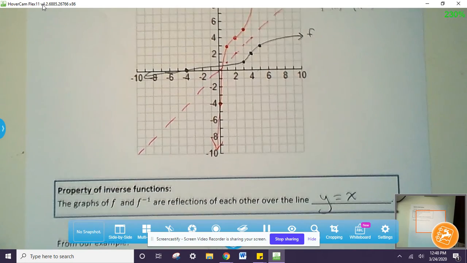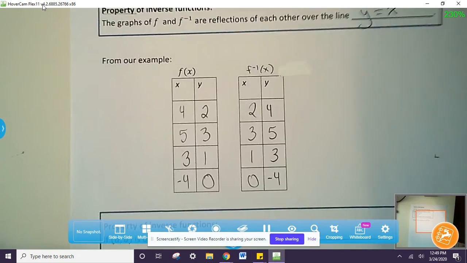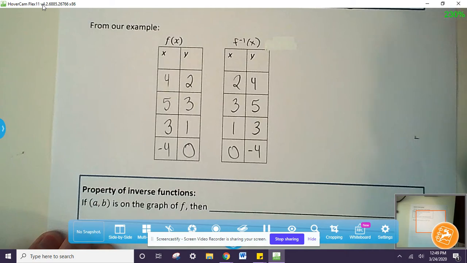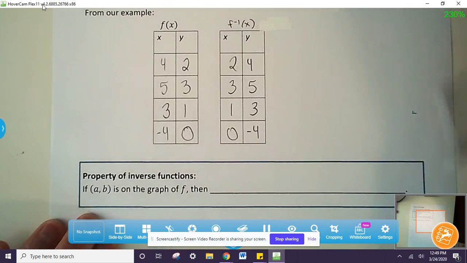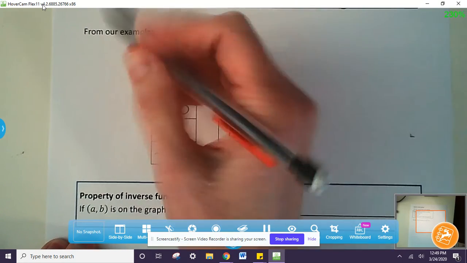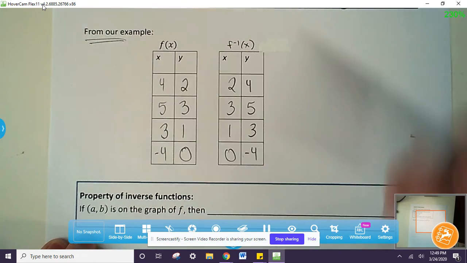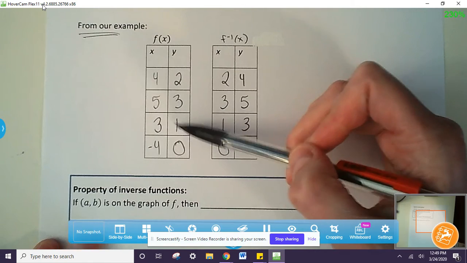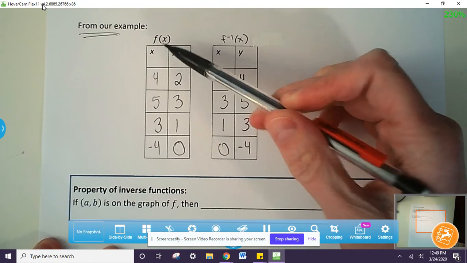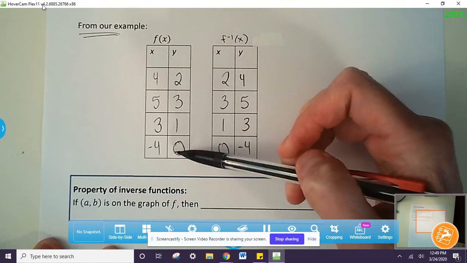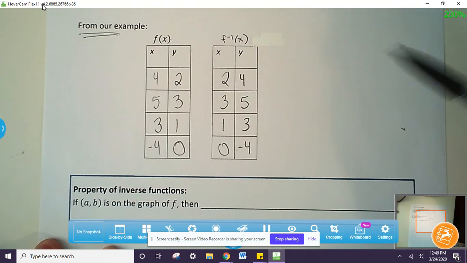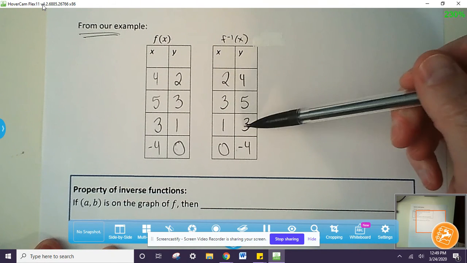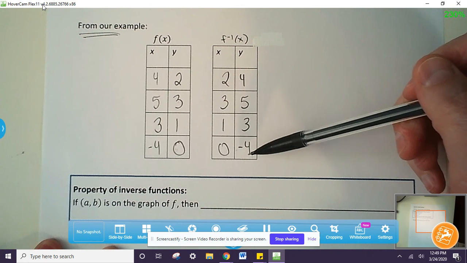So remember those points that I named for you before so that you could get your graph? Well, now go ahead and take a moment and show for our example the points we plotted on f of x. We plotted (4, 2), (5, 3), (3, 1), and (-4, 0). Those are just some of the points on f of x. Those are the ones we used to make the graph. And on the inverse, we plotted (2, 4), (3, 5), (1, 3), and (0, -4).